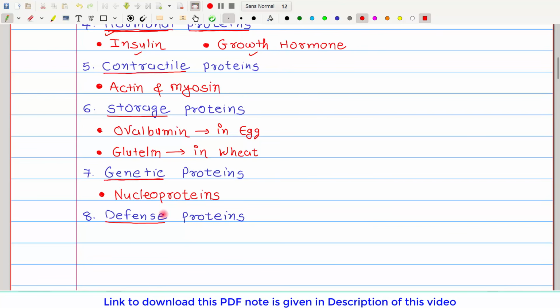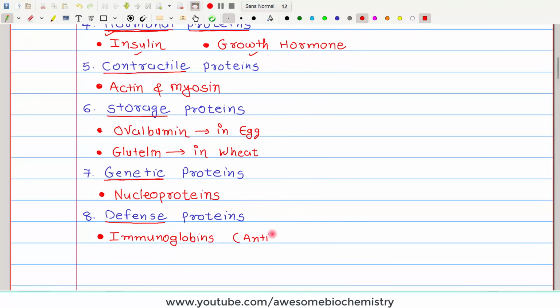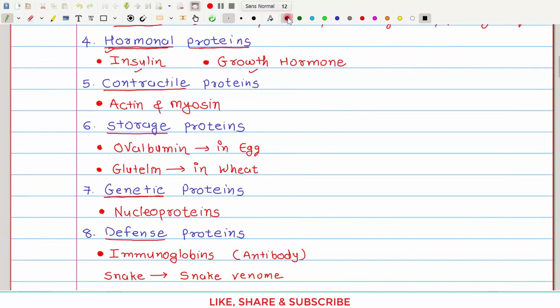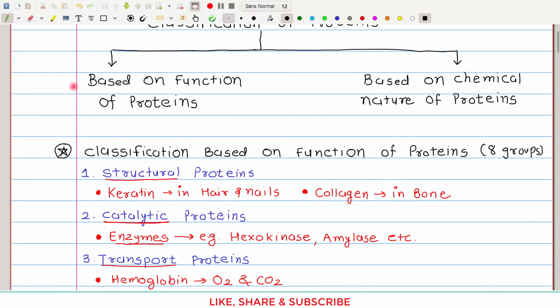In our body there are certain proteins which can help in the defense of our body system. For example, when bacteria or virus invades our body, at that time our body produces certain proteins, and these proteins are called defense proteins. For example, immunoglobulins. We all know that immunoglobulins, or you can say antibodies, help in killing of virus and bacteria. If we consider snakes, how do snakes defend themselves? Snakes defend themselves by their venom, right? So snake venom is also classified as a defense protein. So with this, the classification based on function of protein is complete.